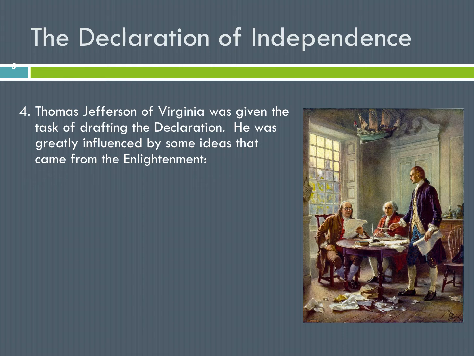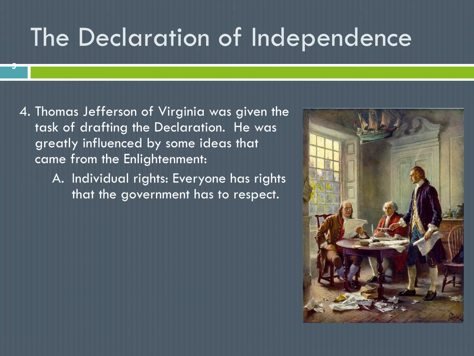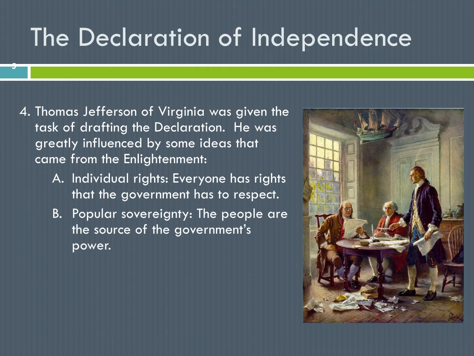And we need to understand what is influencing Thomas Jefferson's writing when he puts together this Declaration of Independence. He's going to be heavily influenced by some Enlightenment ideas. Some of these we've already talked about. First idea that's really influencing him is the idea of individual rights, that everyone has rights, and that even the government has to respect those rights. Also, the idea of popular sovereignty, that people are the source of government's power. Governments get their power from the consent of the governed.